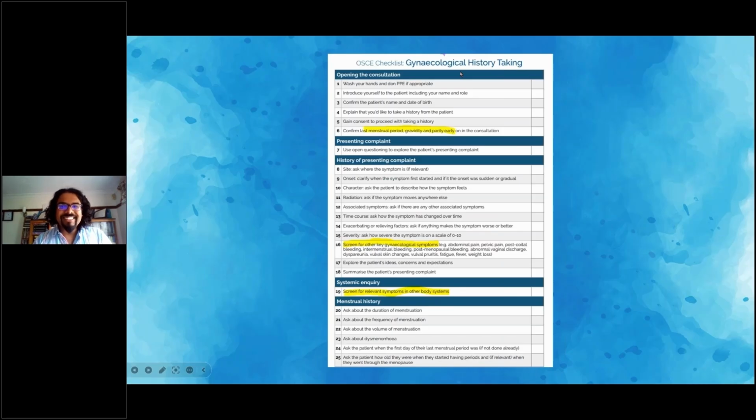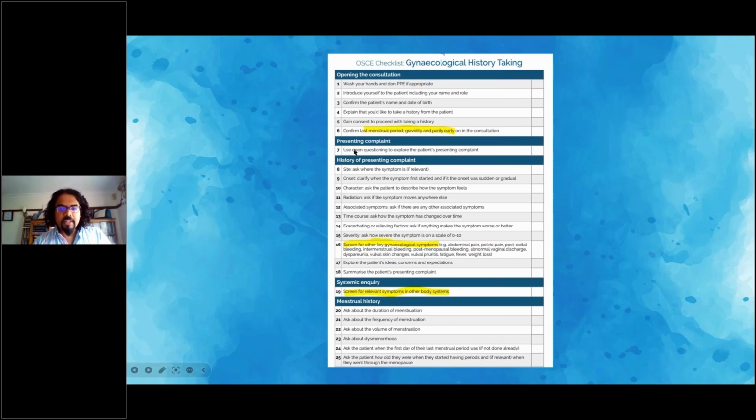So let's start with gynae history taking. This is from Geeky Medics, and it's a good checklist in general, maybe a bit wordy for us as GP trainees, but early on they talk about wanting to confirm the last menstrual period, gravity, and parity of the patient. Often this information might already be given to the candidate, but maybe not the period, because that's usually something that needs to be explored in greater detail, but the other two bits of information might be.